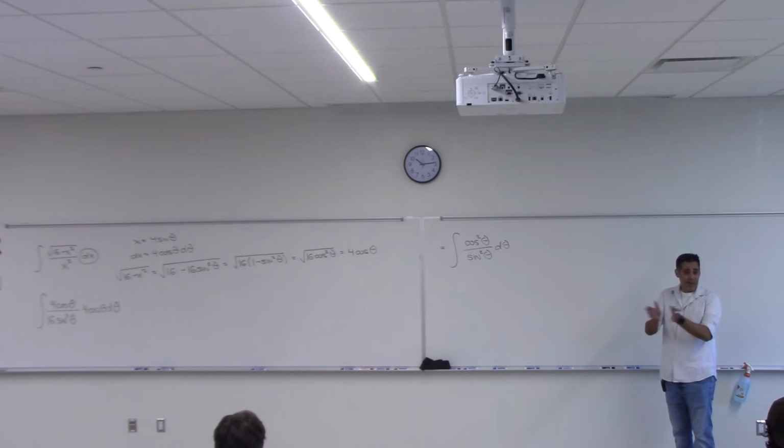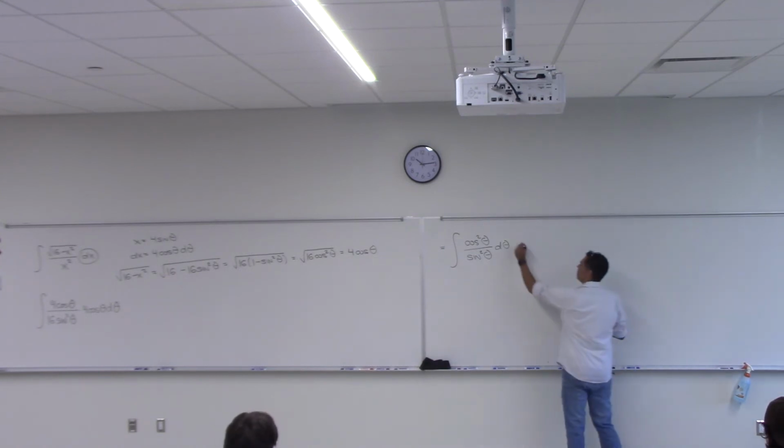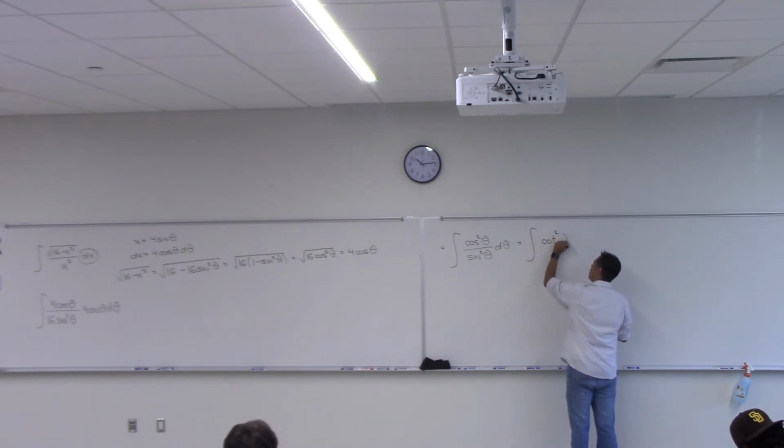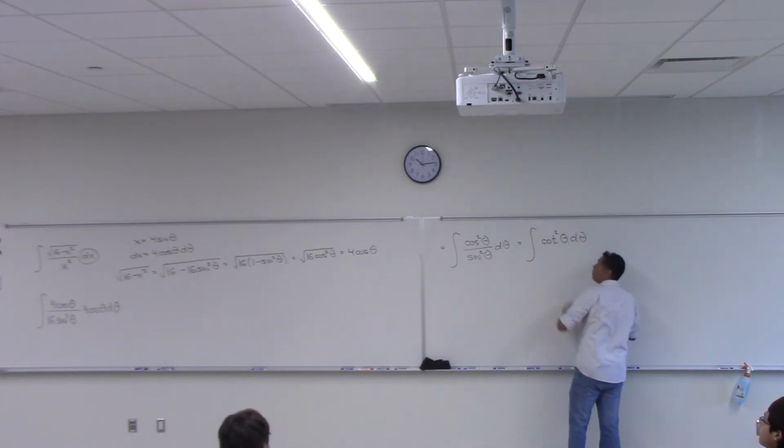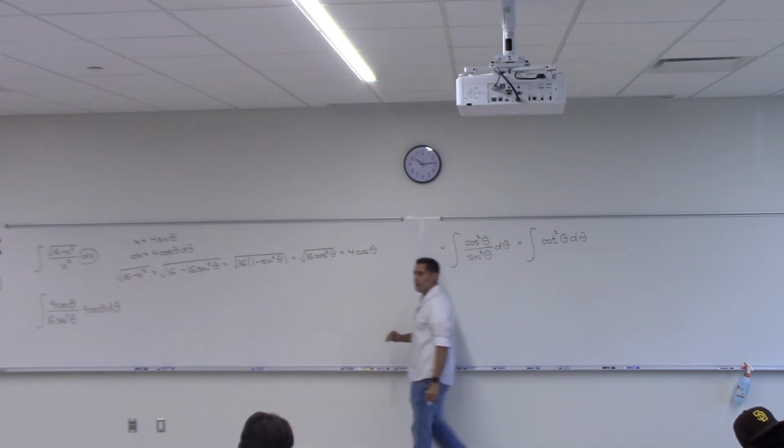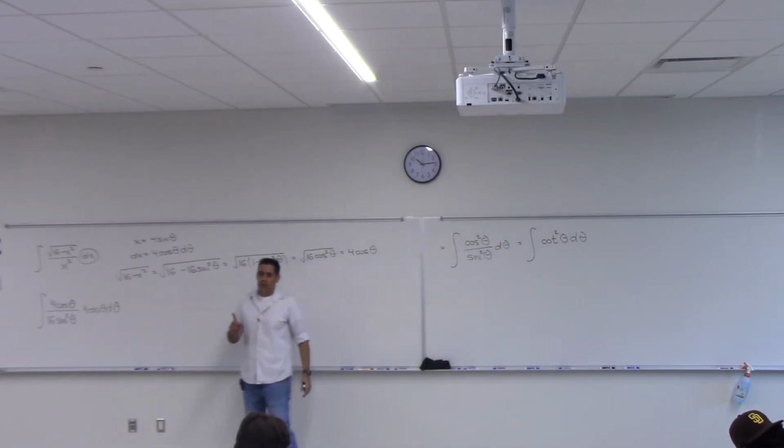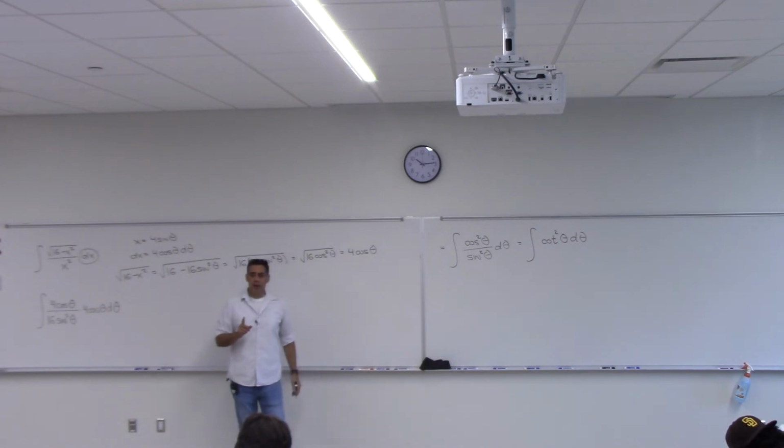There's several paths to go from here. Here's the path I'm going to go. I'm going to rewrite this as cotangent squared theta d theta, because that's what it is, right? And the reason I'm doing that is because now I have another Pythagorean identity. There was a third Pythagorean identity.